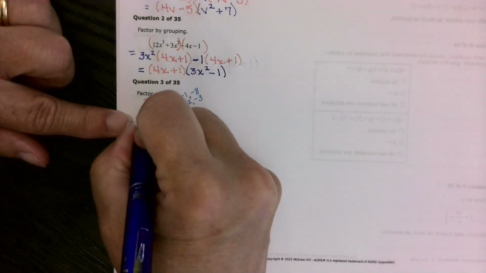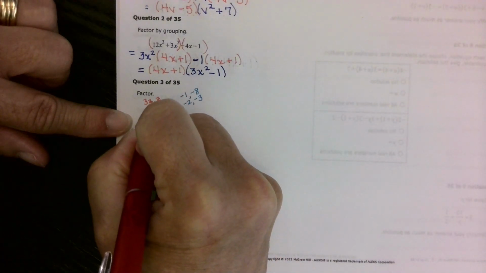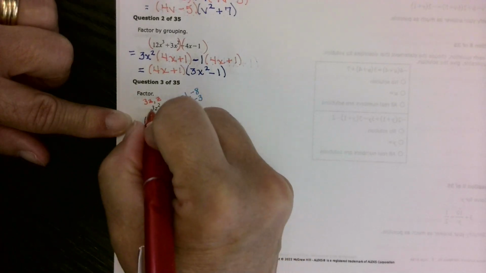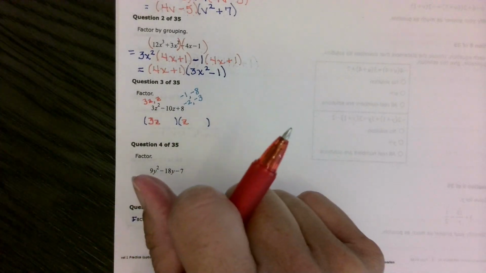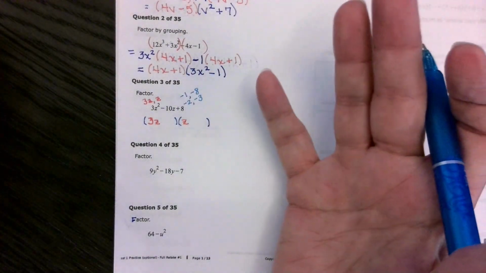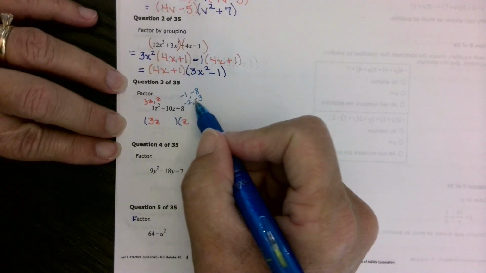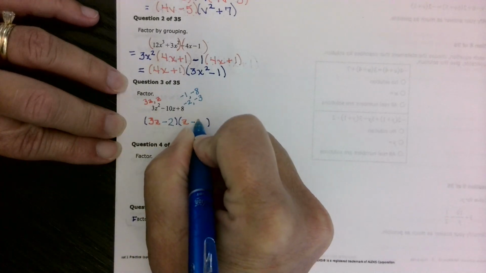Okay, so when you have your two sets of parentheses, you're just going to try something. If it works, fine. If it doesn't, erase something and try it again. 3z I'm going to put here and z here because the first terms come from this. 3z times z gives us 3z squared when you're using FOIL. Okay. Now, I don't care what you try, but sometimes this one's going to work, sometimes this one's going to work. You just got to try it. I'm just going to put minus 2 and minus 3.